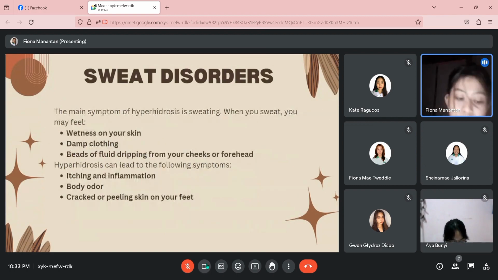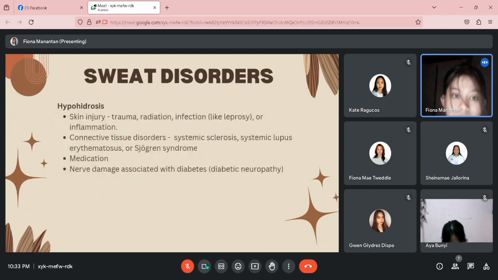The main symptom of hyperhidrosis is sweating, of course. So when you sweat, you may feel wetness on your skin, damp clothing, beads of fluid dripping from your cheeks or forehead. And over time, hyperhidrosis can lead to the following symptoms, such as itching and inflammation when sweat irritates your skin, body odor, which occurs when bacteria on your skin mixes with sweat particles, and cracked or peeling skin on your feet. Next disorder we have is hypohidrosis.